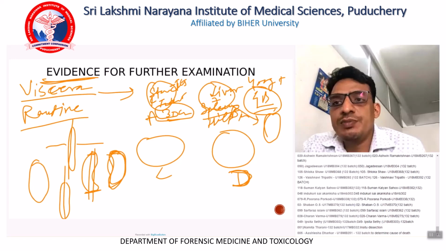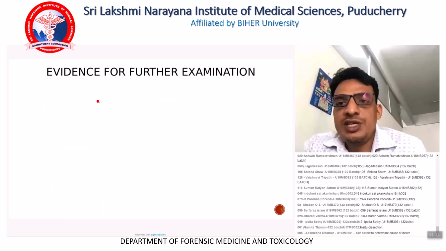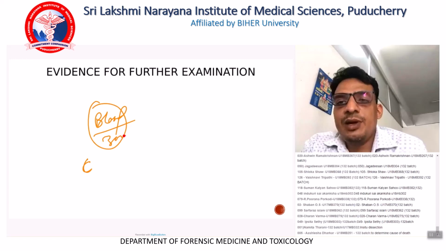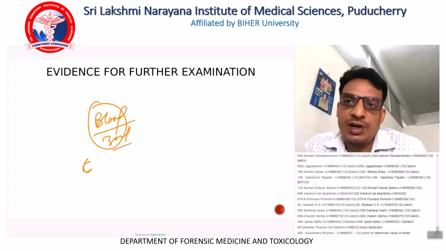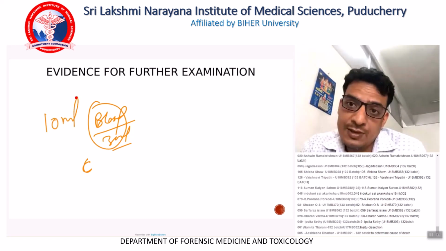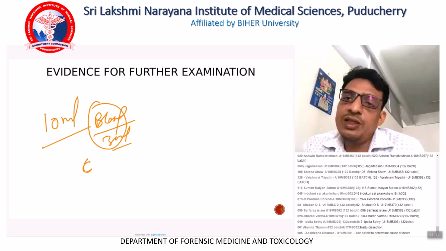Box number C, blood. They say 30 ml of blood should be preserved. As per FSL, 30 ml of blood should be present. Minimum is 10 ml. To run the amount of tests that they are supposed to conduct, minimum is 10 ml, but 30 ml is good enough.